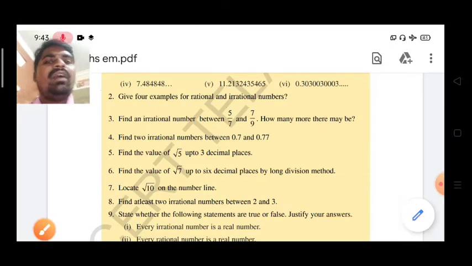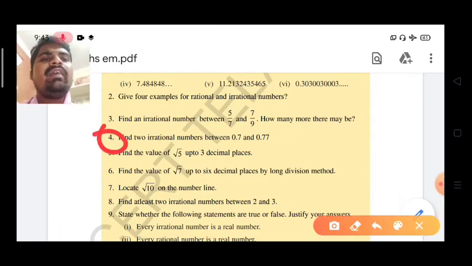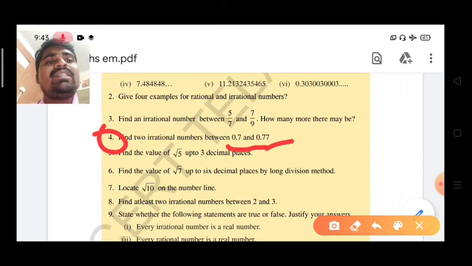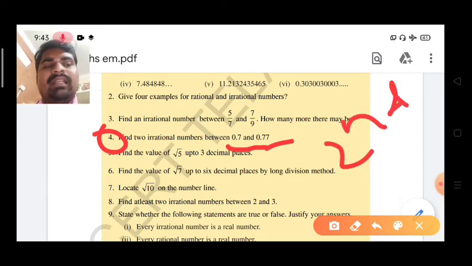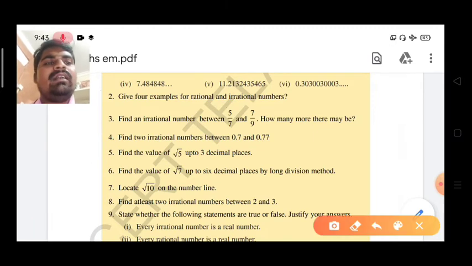The fourth question is very simple and will take only 30 seconds. Find two irrational numbers between 0.7 and 0.77. Just use the second method, the easy method. You write it, it is a very simple method. And next, observe the fourth and fifth.